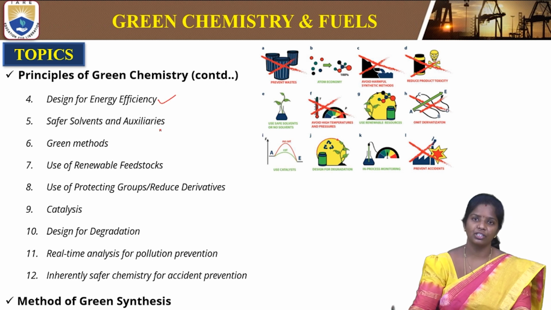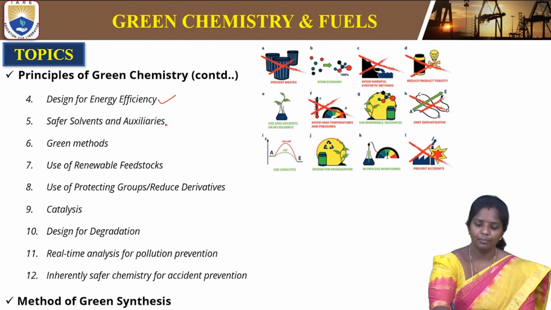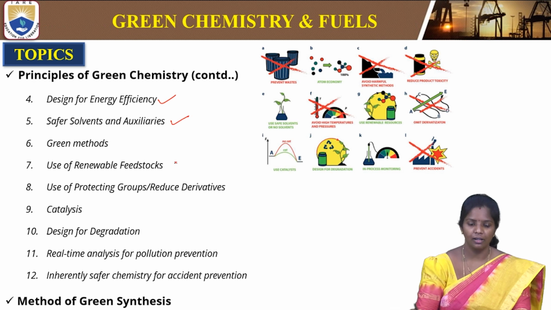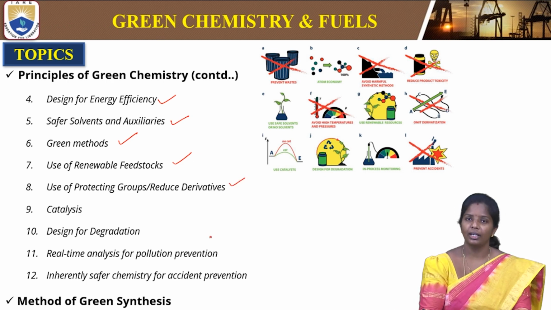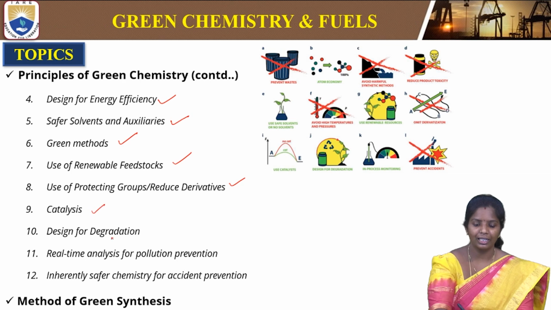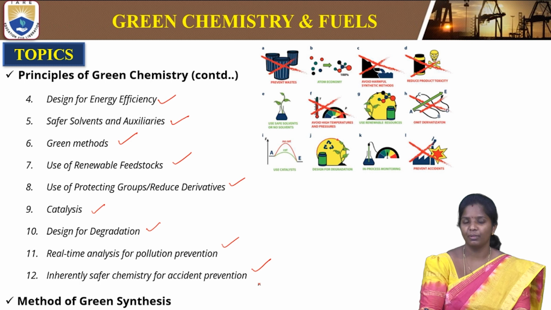Design for energy efficiency. In continuation with the previous session, we will go to the next principle, design for energy efficiency. Then safer solvents and auxiliaries, green methods, use of renewable feedstocks, then use of protecting groups or reduce the derivatives, then catalysis, design for degradation, real-time analysis for pollution prevention, and inherently safer chemistry for accident prevention. So these are the different principles that are involved in green chemistry.